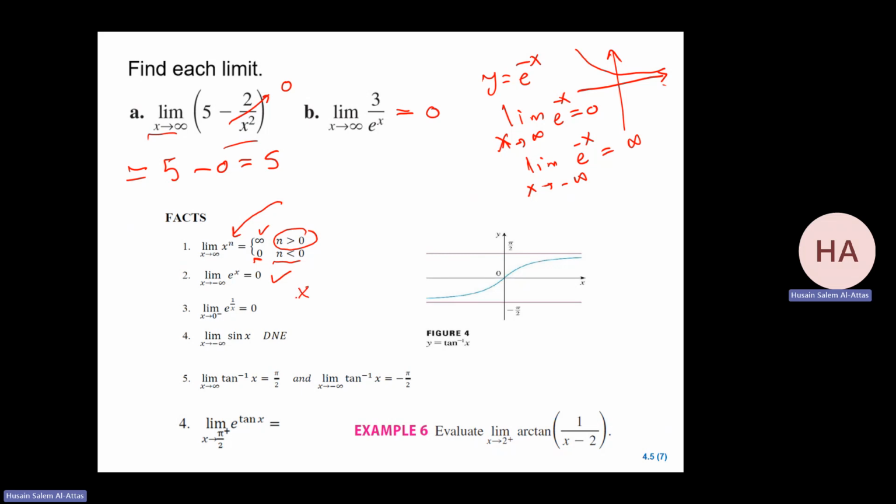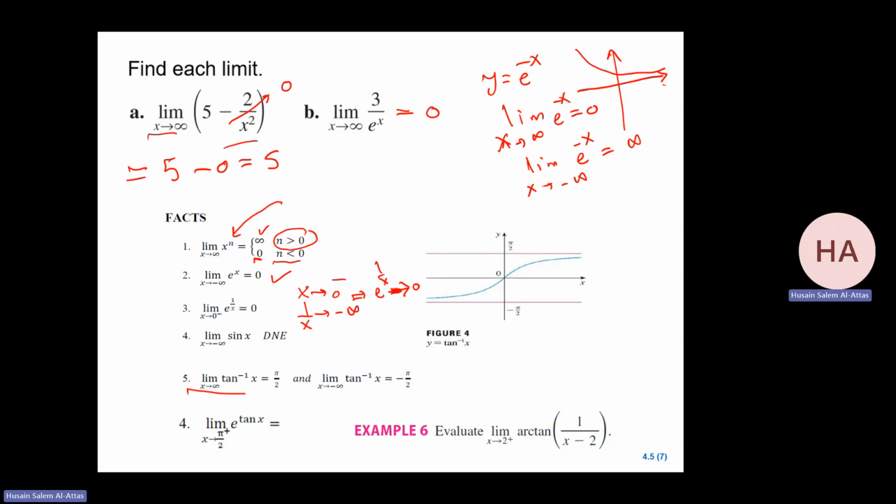Now, I have x goes to 0 from the left. That means 1 over x goes to minus infinity. So for e to the power 1 over x, as I said, the argument of e is minus infinity. Then the answer is this goes to 0.